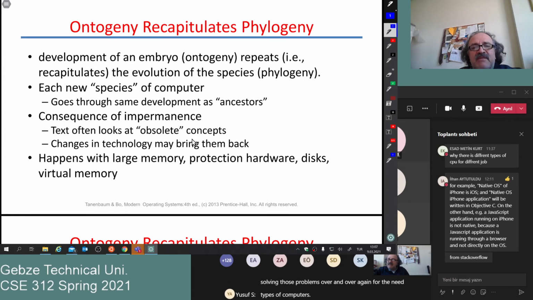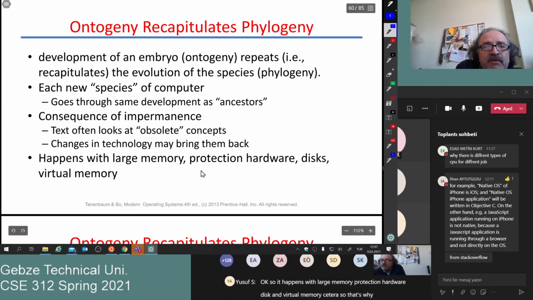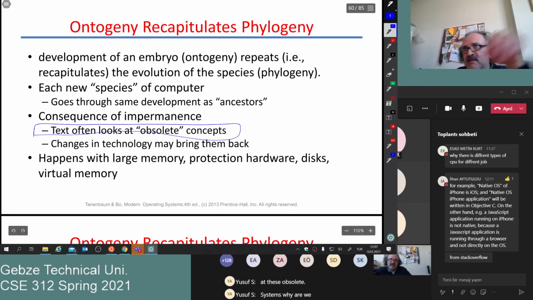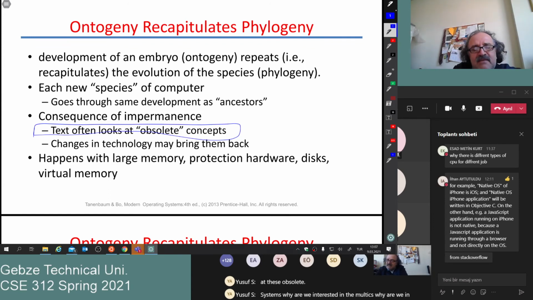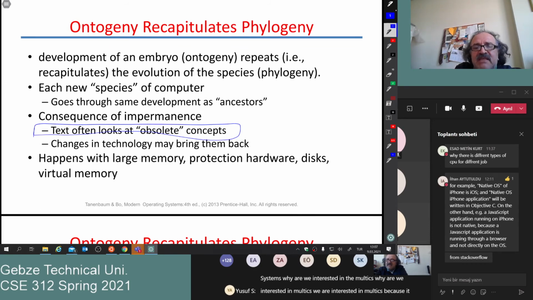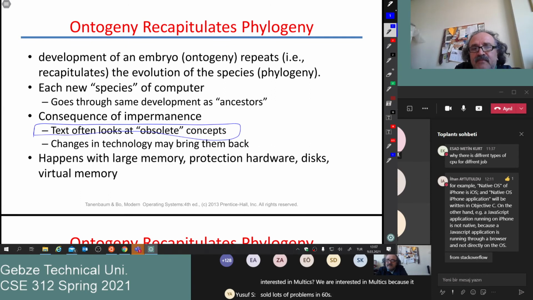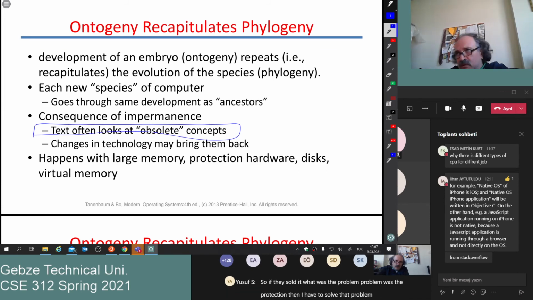So it happens with large memory, protection hardware, disk, and virtual memory, etc. That's why we often look at these obsolete systems. Why are we interested in Multics? We are interested in Multics because it solved lots of problems in the 60s. So if they solved it, what was the problem? The problem was protection. Well, now I have to solve that problem on my cell phone. I have to solve that problem on my credit card operating system, etc.